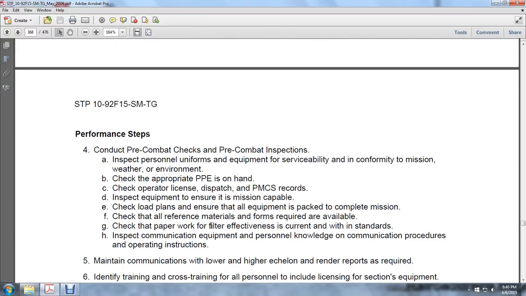4. Conduct pre-combat checks and pre-combat inspections. Inspect personnel's uniform and equipment for serviceability in conformity to the mission, weather, or environment. Check that appropriate personal protective equipment is on hand. Check the operator license, dispatch, preventive maintenance service records. Inspect equipment to ensure that it is mission capable. Check the loads. Ensure that all equipment is packed and complete for the mission. Check that all reference materials and forms as required are available. Check that the paperwork or forms are current with the standards. Inspect communication equipment, and personnel knowledge of the communication procedures and operation instructions.